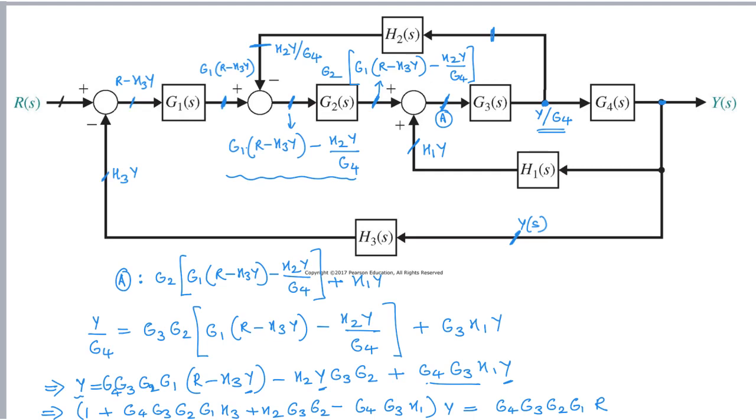And from here it's fairly straightforward to get Y over R, right? Y over R is going to be this term divided by this term which is in the brackets. So that's how I think you would reduce a block diagram.